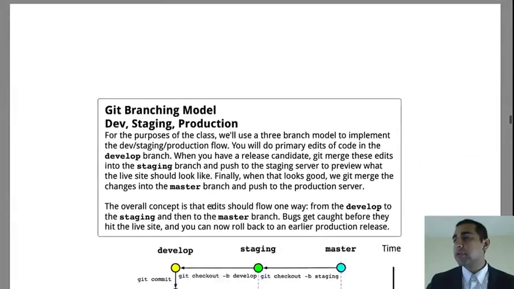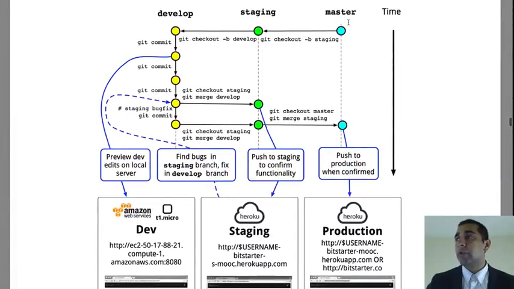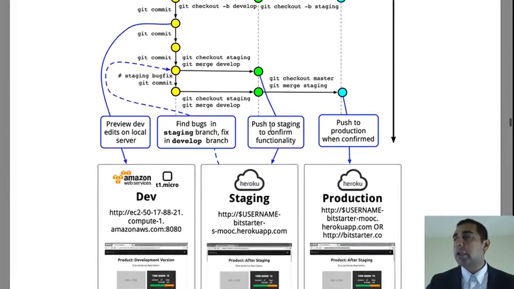The concept, though, is very simple. The idea is that we start with a master repository, and we create two branches, the staging and the develop branch. We do all our edits and commits and so on in the develop branch, and when we're ready to go to staging, we check out the staging branch. We merge the develop commits into it, and then we push that to production, or not to production rather, to staging. And we confirm functionality over here.